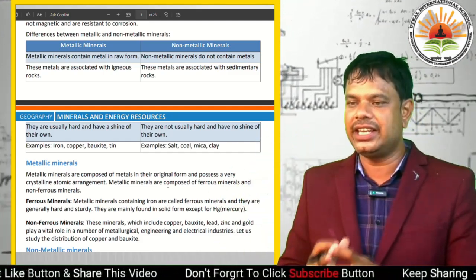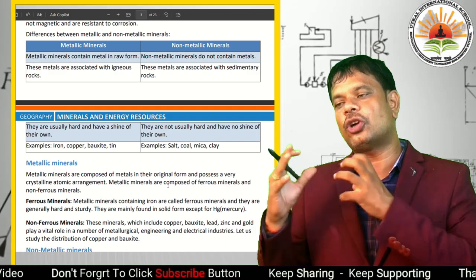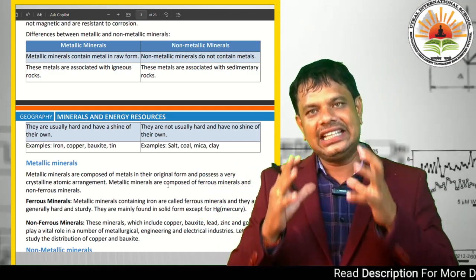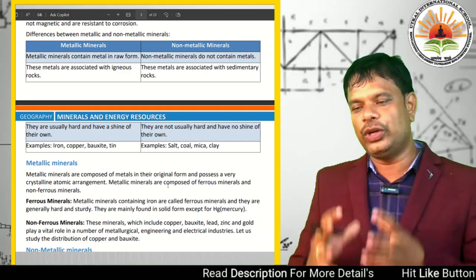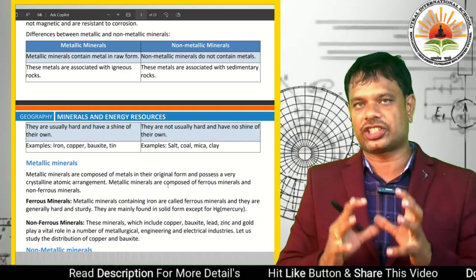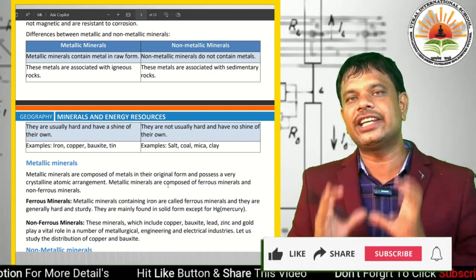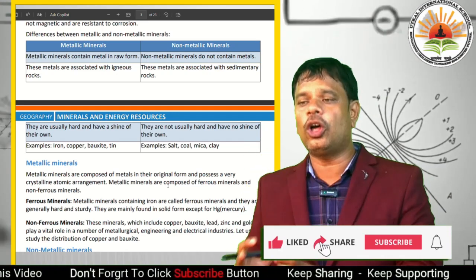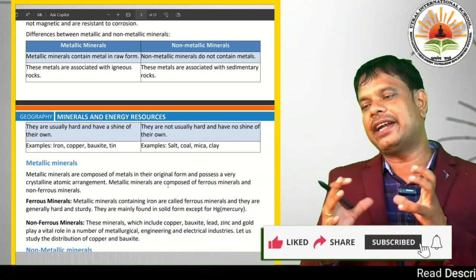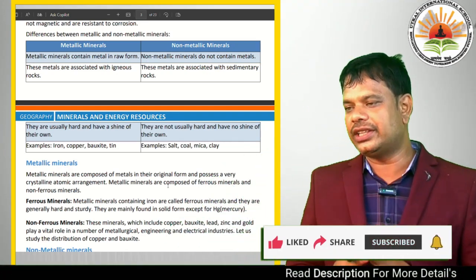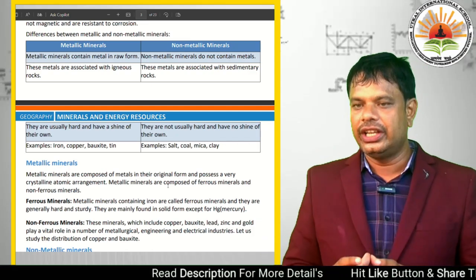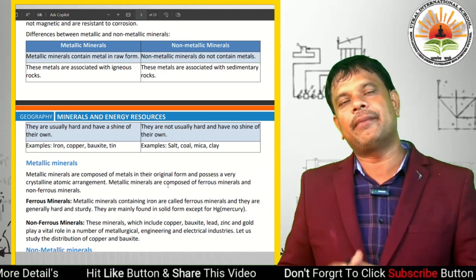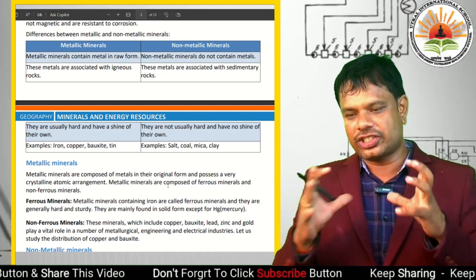Non-metallic minerals don't contain metals. And metallic minerals, these metals are associated with igneous rocks. The main association is igneous rocks. And if you compare to non-metallic minerals, these are associated with sedimentary rocks. Here metallic minerals are in igneous rocks and non-metallic minerals are in sedimentary rocks.